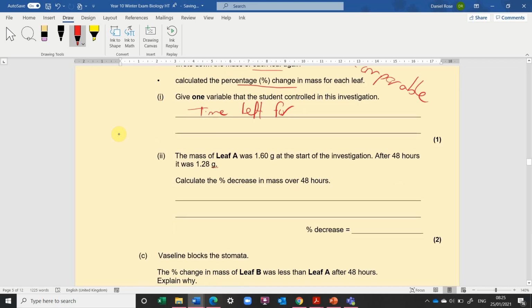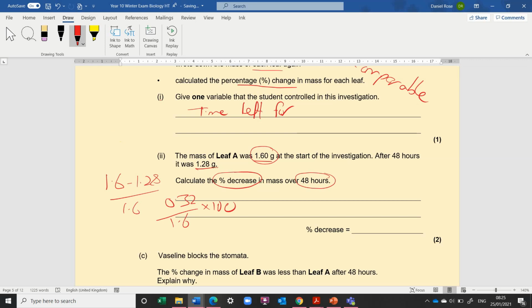The mass of leaf A was 1.6 grams at the start, and after 48 hours it's 1.28 grams. Calculate the percentage decrease in mass over 48 hours. Right, remember to calculate percentage change, it is change over the original. So it's 1.6, take away 1.28. And I divide that by the original. That's the bit that takes a bit of thought. Well, the original was what it was at the start. So that is 1.6. So just simplify that. So that becomes 0.32 over 1.6 times by 100. So remember, change over the original times by 100.